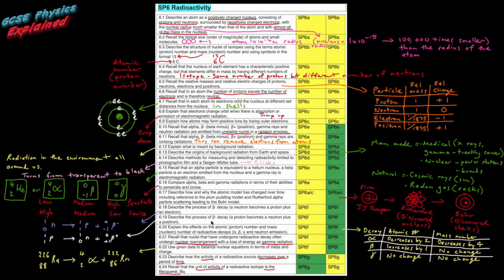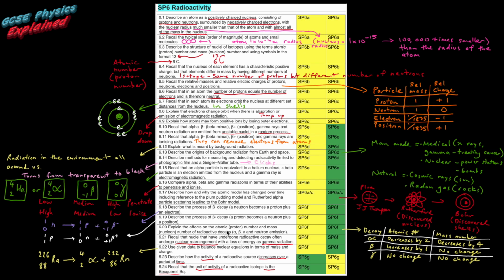You've got to describe the process of beta positive decay, which is your positron. That is when a proton becomes a neutron plus a positron. Again, I'm trying to represent it here for you. So a proton splits up, becomes a neutron, and releases the positron.